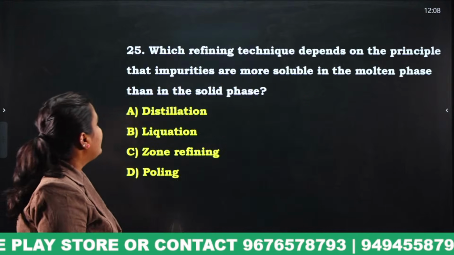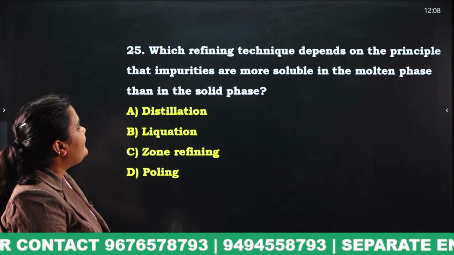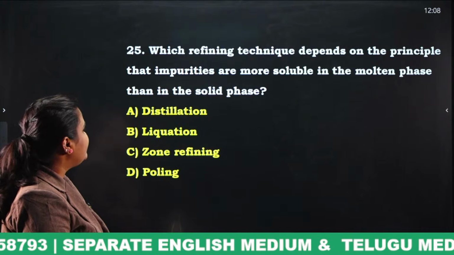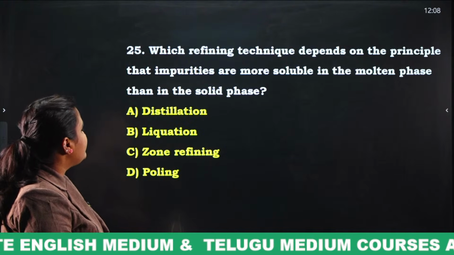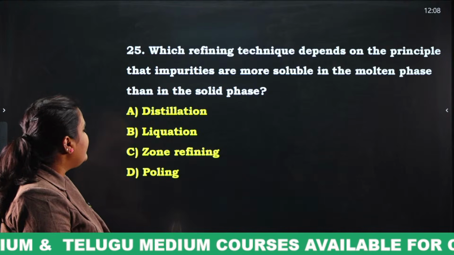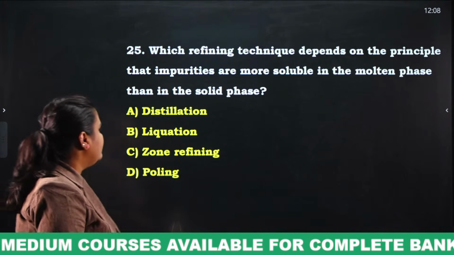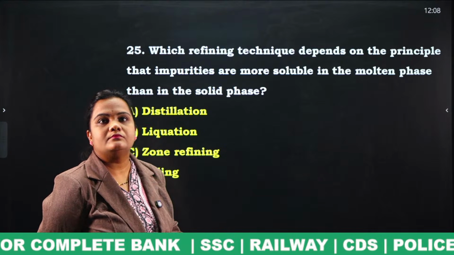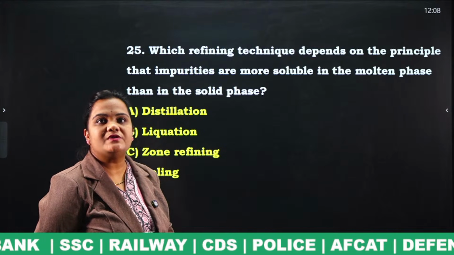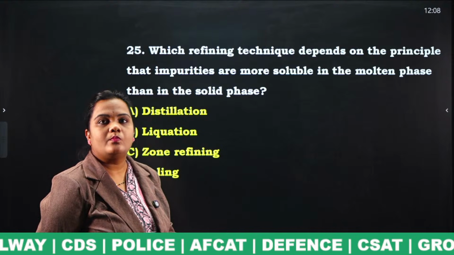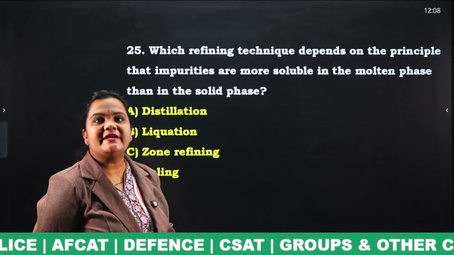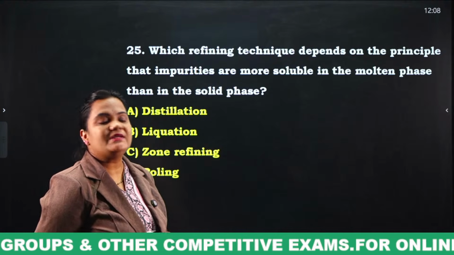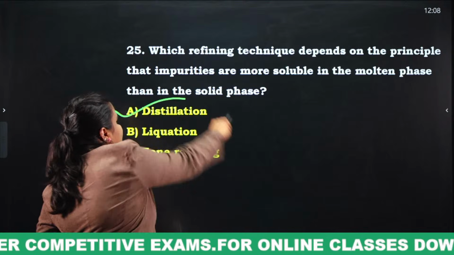Next. Which refining technique depends on the principle that impurities are more soluble in the molten phase than in the solid phase? Distillation, liquefaction, zone refining, and poling. What is the answer for this question? Distillation is useful for mercury, right? Okay, and what is the answer for this question? Distillation.